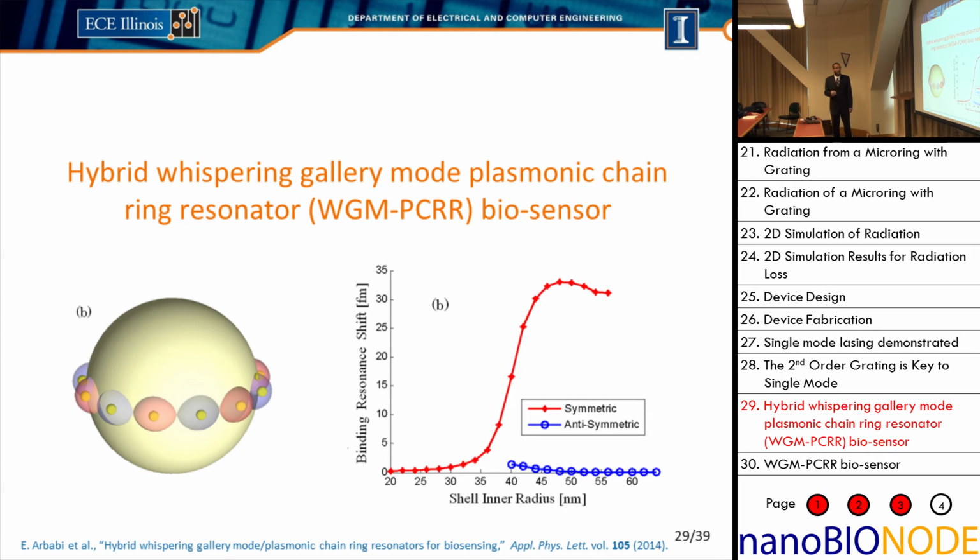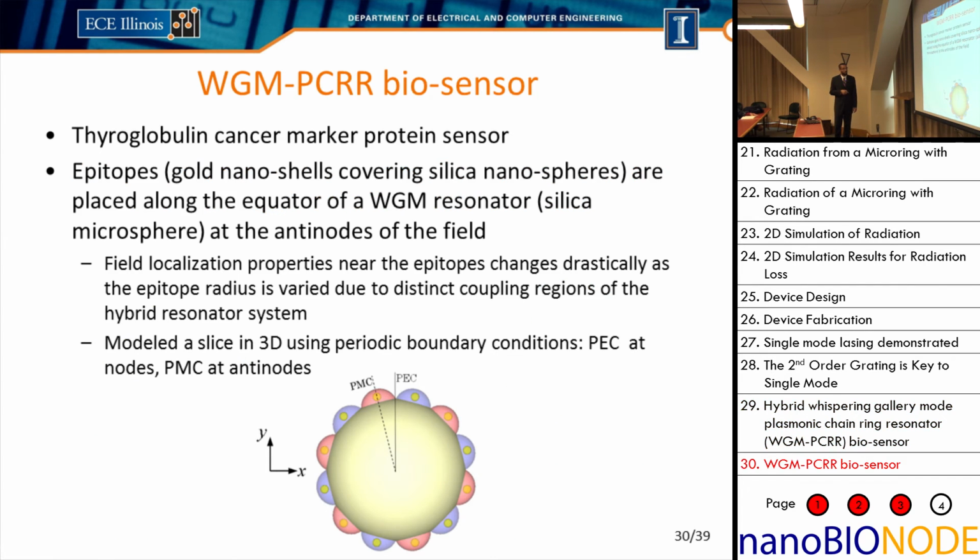And so we're going to try to detect the presence of a Thyroglobulin cancer marker protein attaching to these gold epitopes. And we see that based on the design of the epitopes, we can couple effectively between the whispering gallery mode resonances and the plasmonic chain ring resonances and get the sharp increase in the creation of symmetric and anti-symmetric modes. And this is a result of mode coupling between the plasmonic chain and the whispering gallery mode resonator.